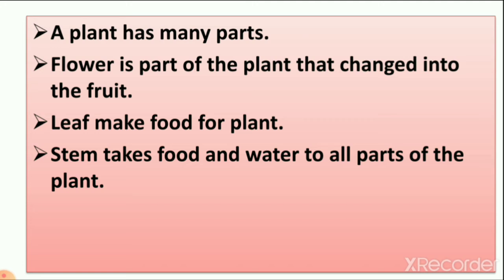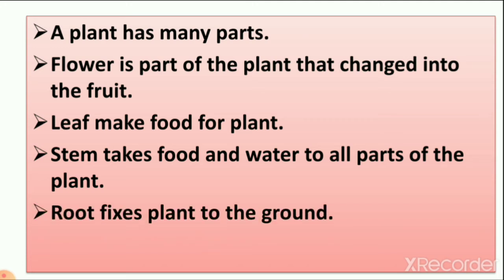So the stem takes food and water to all parts of the plant, which the stem obtains from the roots. The root fixes the plant to the ground. If there were no roots and the root did not fix the plant to the ground, the plant would fall down. So when you cut the stem from the root, the plant falls down.